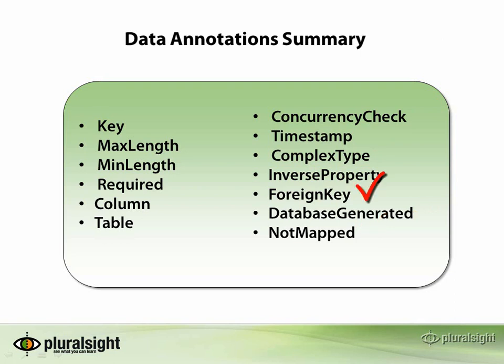Finally, the relationship annotations, ForeignKey and InverseProperty, let you use a foreign key whose name doesn't meet Code First conventions, and InverseProperty gives you a leg up when defining bidirectional relationships for classes that have multiple relationships between each other.